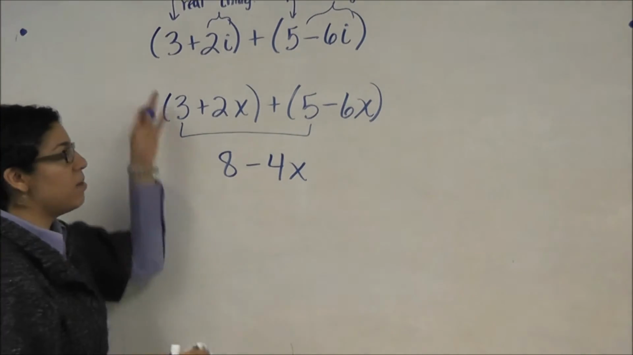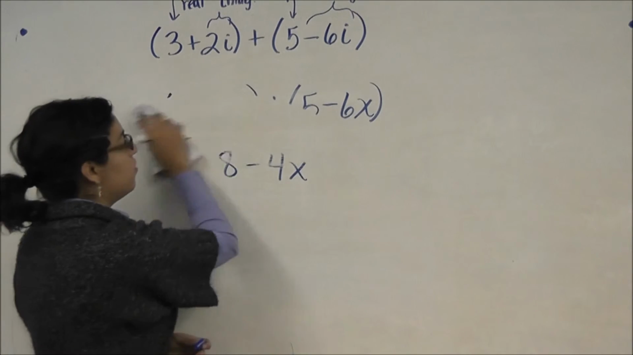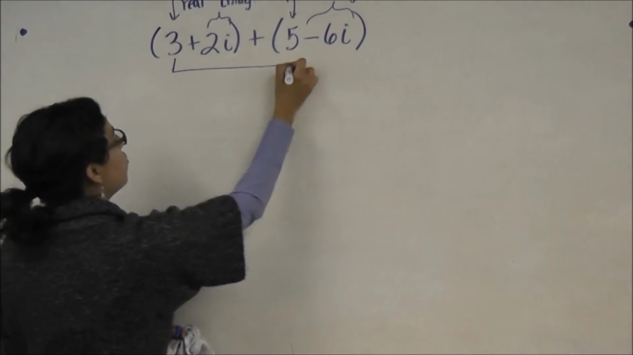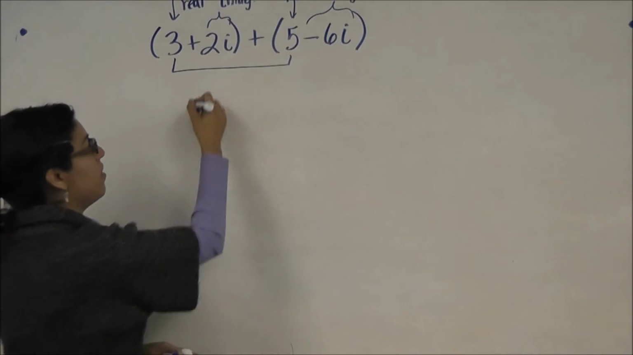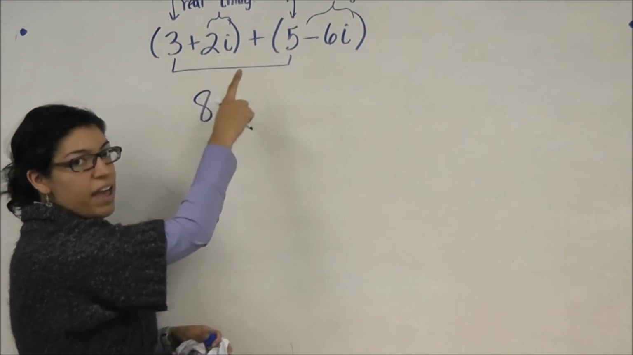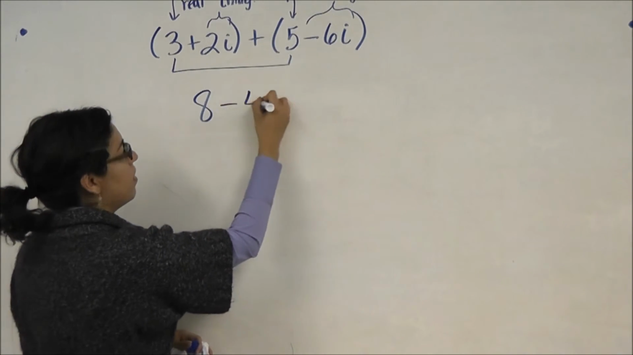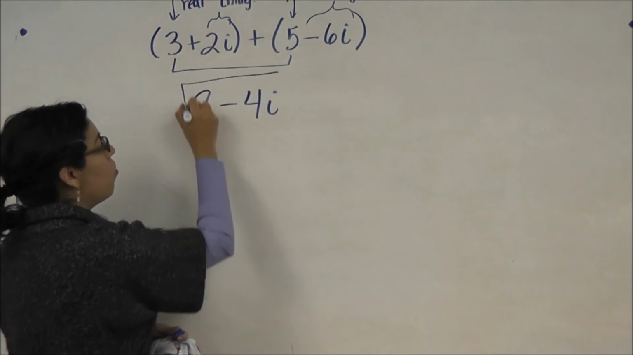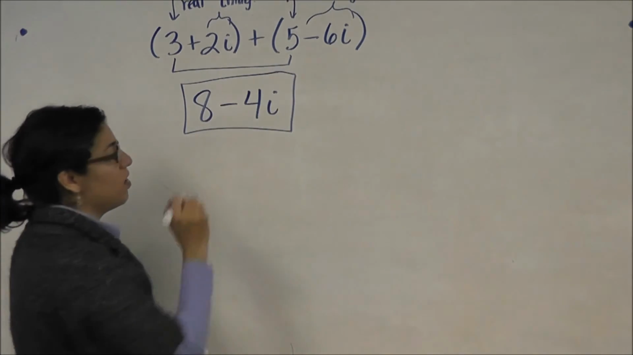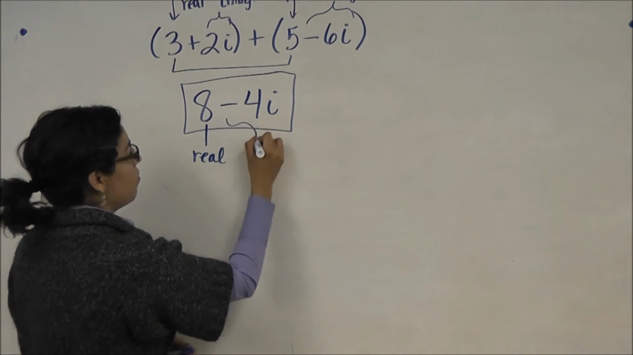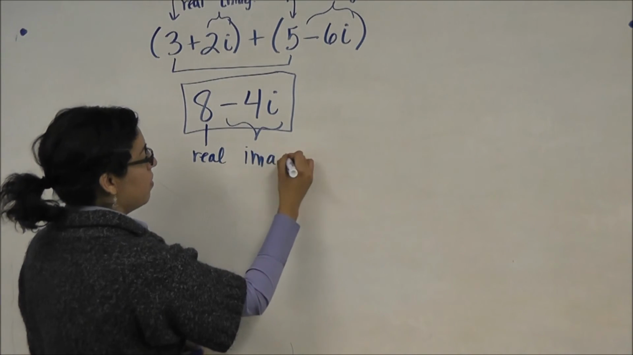We're going to follow that same type of algorithm to add two complex numbers. So I'll start by combining the two real parts. 3 plus 5 is 8. And then I'll combine the two imaginary parts. 2i and negative 6i combine to be negative 4i. So we've gotten a whole new complex number as our result, and that's just fine. We've got 8 as our real, and negative 4i is our imaginary part.